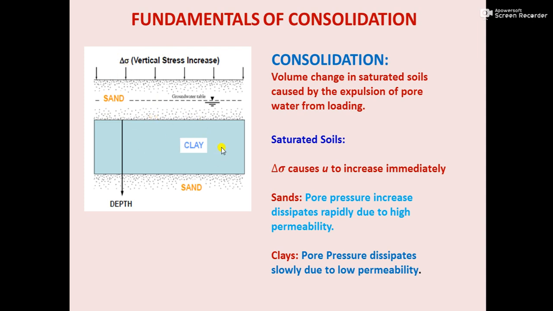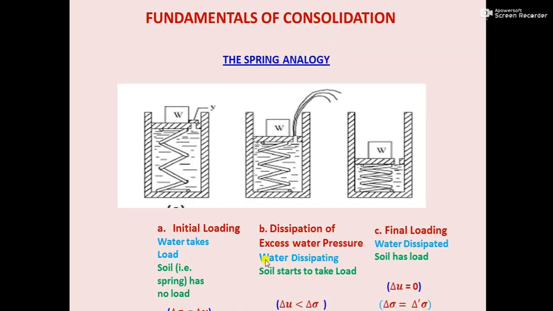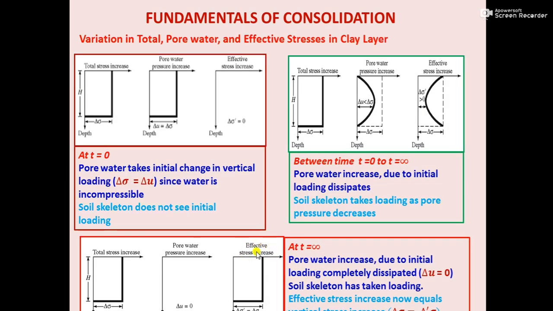In this clay, the effective stress will be increased by this amount, delta sigma. This delta sigma is the increase in stress from the external loading, and it will now be completely taken up by the soil mass. So that is your effective stress increase. You see, at t equal to infinity, what will happen? The pore water pressure increase due to initial loading is completely dissipated.